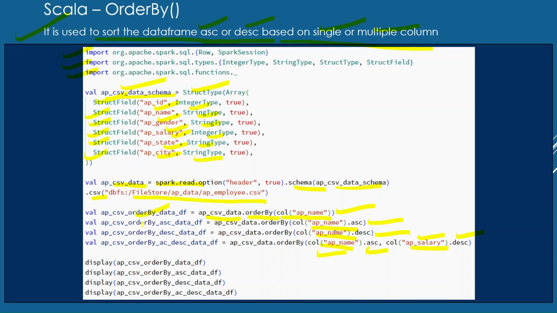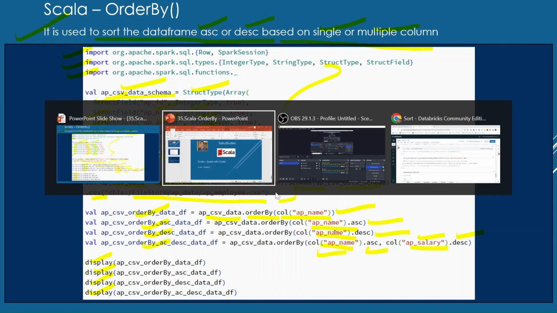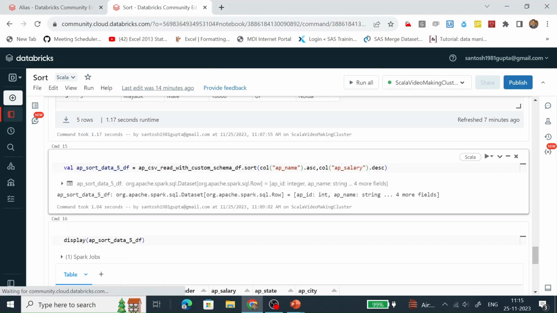And once this data frame gets created, I am displaying the data frame with the help of the display function. Creating a data frame by reading a CSV file we have done multiple times in our previous exercises, so I am not going to write the code. I will copy the code from one of my previous exercises. So let's go to Databricks and do this exercise.